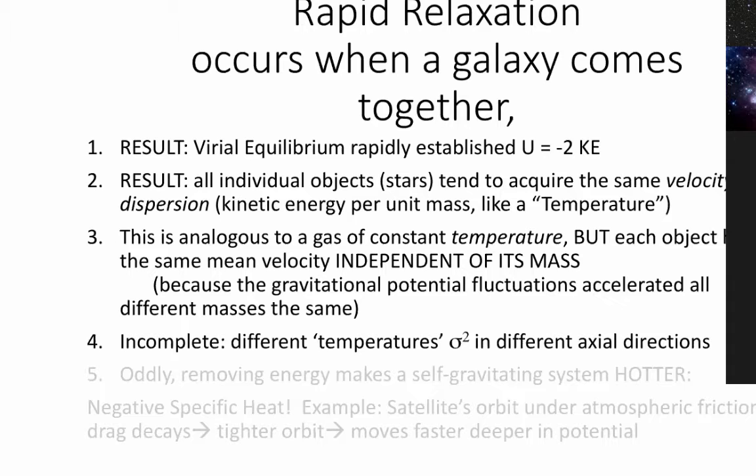All of the objects end up not with the same kinetic energy, but the same kinetic energy per unit mass. They end up with the same average velocity. The process of violent relaxation goes pretty far, but it doesn't go all the way. You can still have these remaining anisotropies. The velocity dispersion is different in different directions. It's very weird to think of. So there actually are different temperatures depending on which axis you're measuring the stellar velocities.